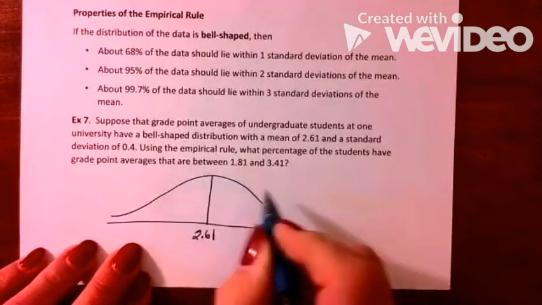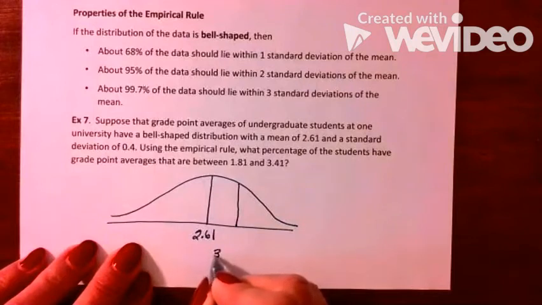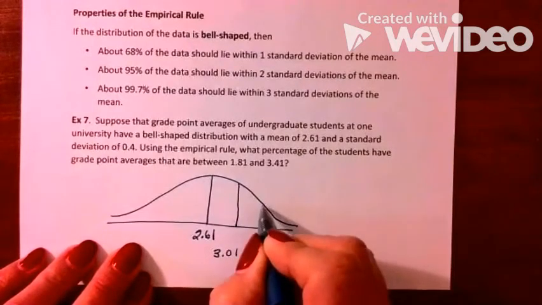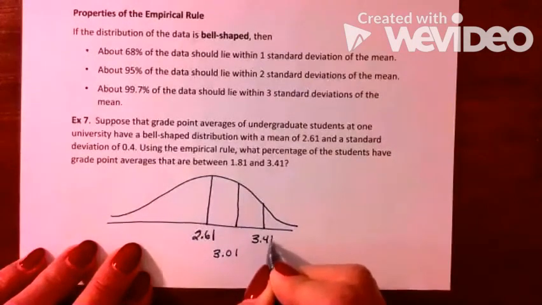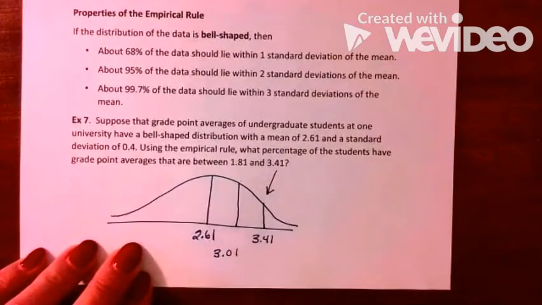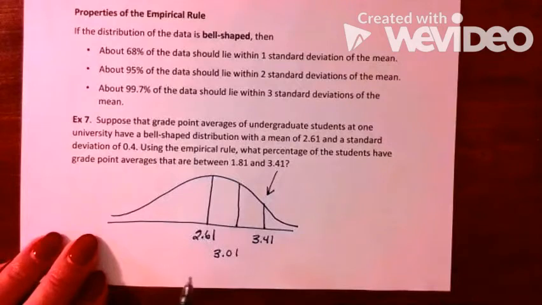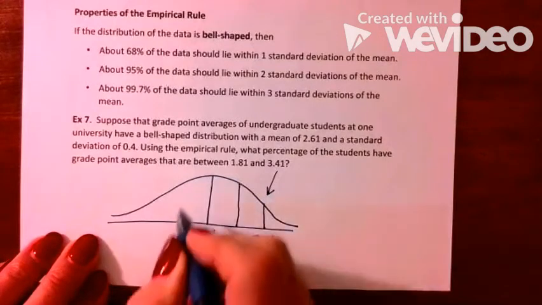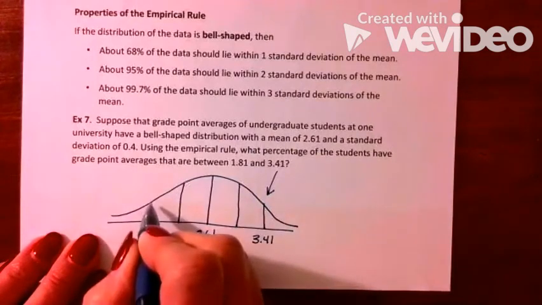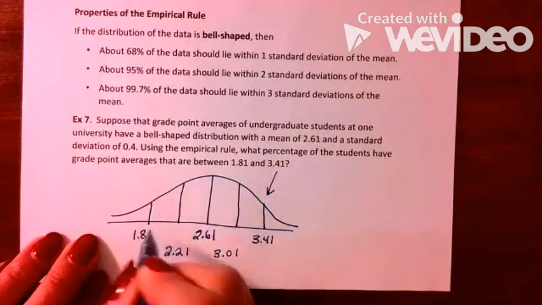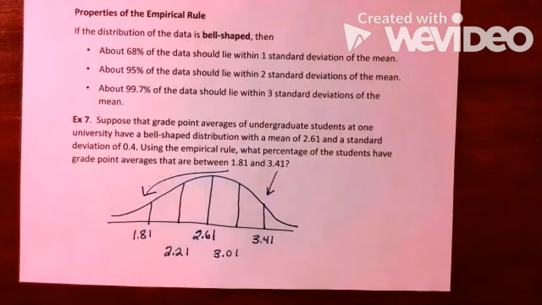And then I add the standard deviation of 0.4 to that 2.61 to get 3.01. And I add the 0.4 again to get 3.41. And that's where I can stop because that's the upper boundary that I'm looking for. And now I take 2.61 and subtract 0.4, and I obtain 2.21. And I subtract it again to get 1.81. Again, I can stop because now I've found the lower boundary.